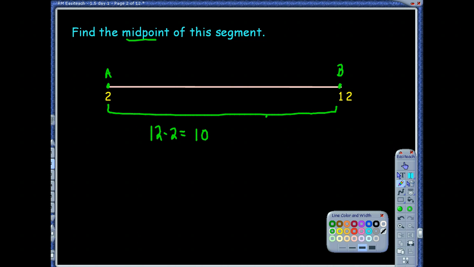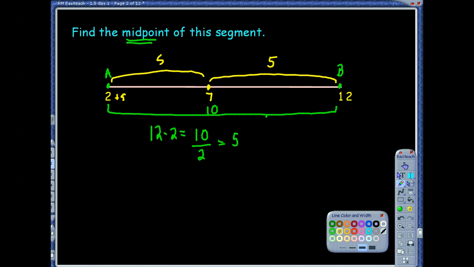Now, is that the actual location of the midpoint? No, that's the length of the whole segment. Okay. So we know that the midpoint should only be halfway. Okay. So it's only 5 units to get to the midpoint. So if I cut this in half, I get 5. Now, is that where the midpoint is located? No, because it's not starting at 0 and ending at 10. But we know the whole segment is 10 units long, so at 5 units, if I add 5 to the 2, my midpoint's going to be at 7, and the distance from here to here is 5. The distance from here to here is also 5. Making these congruent segments. Okay.